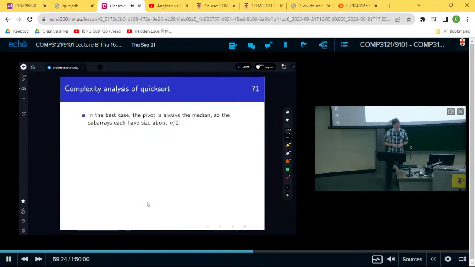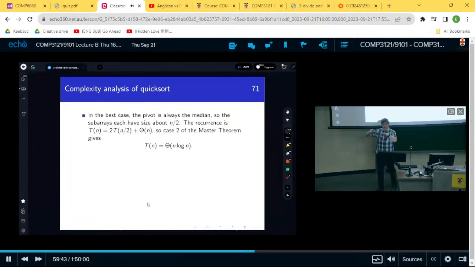And ideally, the pivot breaks our array into two halves, into two arrays of size about n/2. So in this best scenario, and if this best scenario keeps happening at every step of our recursion tree, then what we get is a running time of big theta of n log n. Because in that case, the running time would be T(n) = 2T(n/2) + big theta of n. So the critical polynomial is n to the power log base 2 of 2, which is just n. And this is the same as n, and then we have this logarithmic factor here.